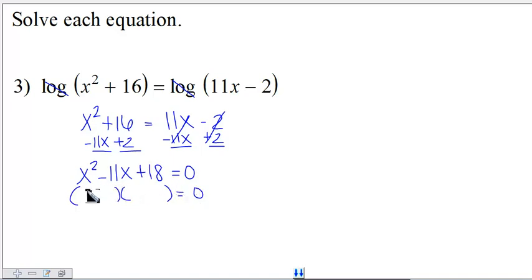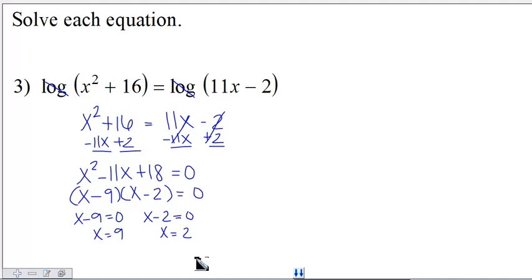Remember, the x squared is going to break down into x times x, and I'm looking for 2 numbers that can multiply to a positive 18 that when I add them together gives me a negative 11: negative 9 and negative 2. Now you're going to take each factor and set it equal to 0 and solve. My first solution is x equals 9, and my second is x equals 2.